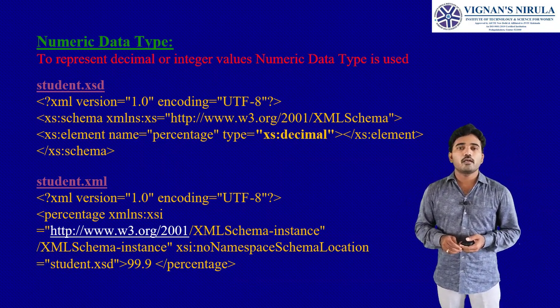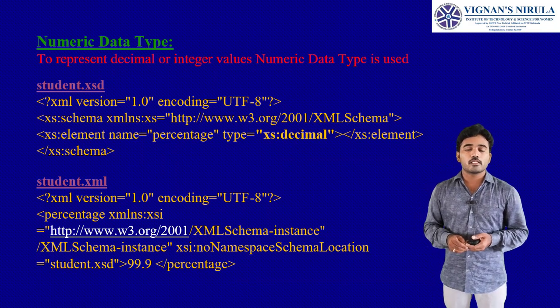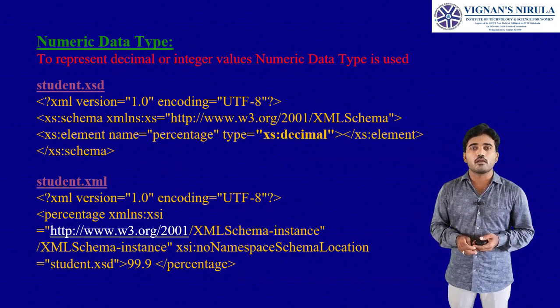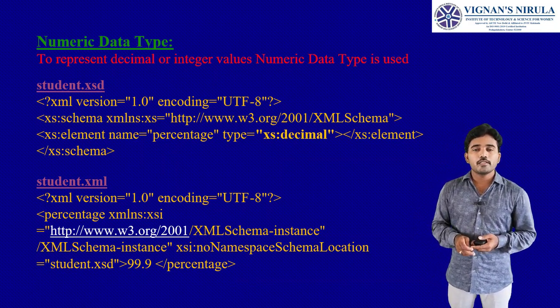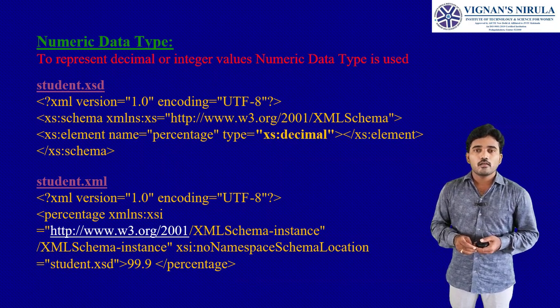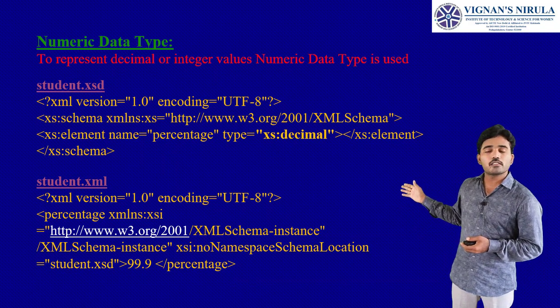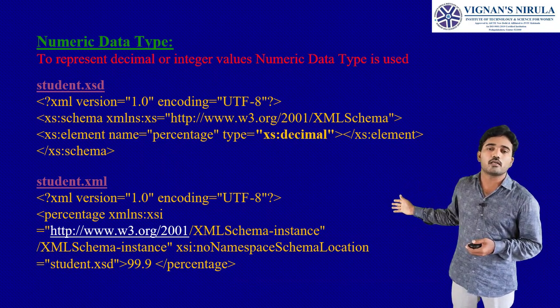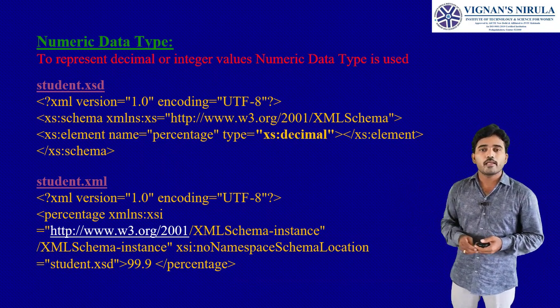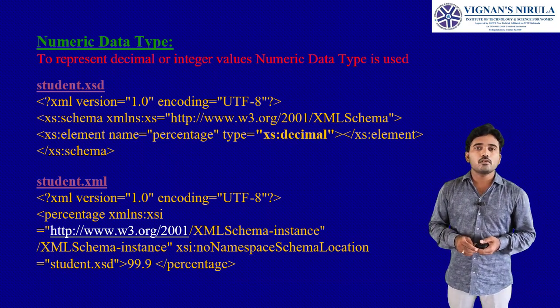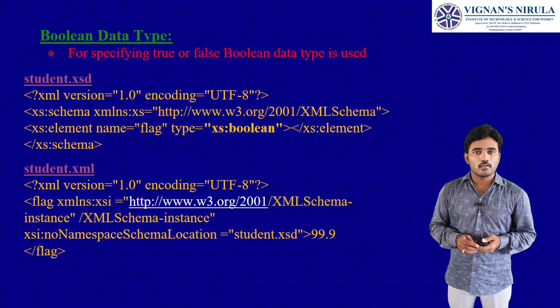Here we have defined the element in the schema, where its name is percentage and its type is equals to xs:decimal. And we have defined the element in the XML document, that is percentage, and here also we used the student.xsd file as a reference, and I used some percentage value here.